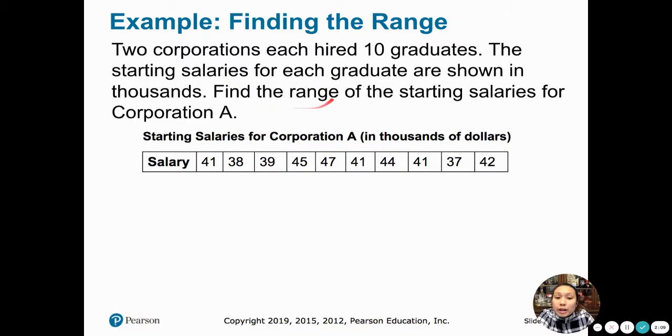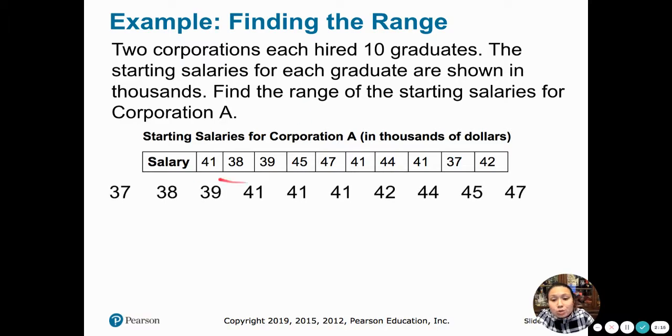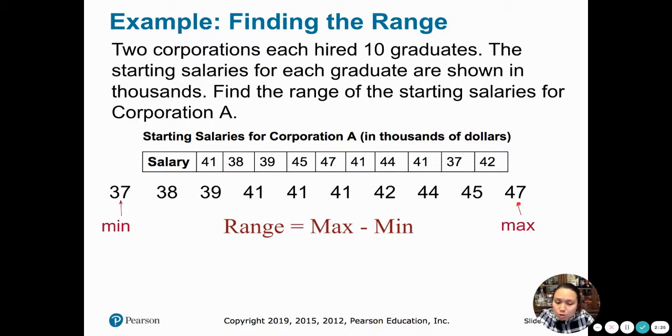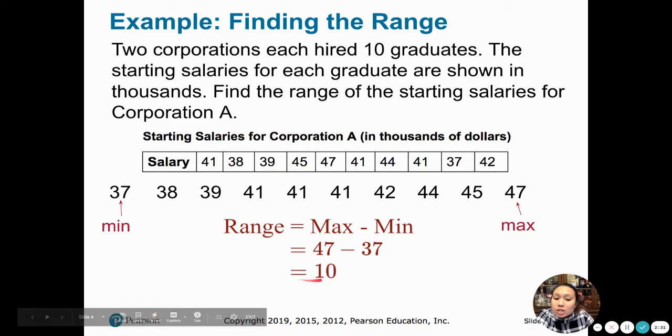In order to find the range, what we need from our formula was the maximum and the minimum. And the fastest way to do that is to reorder your entire data set so that we can quickly find our minimum as well as our maximum. And then all we need to do is substitute straight into this formula. And subtracting 47 and 37, we find that the range is 10.